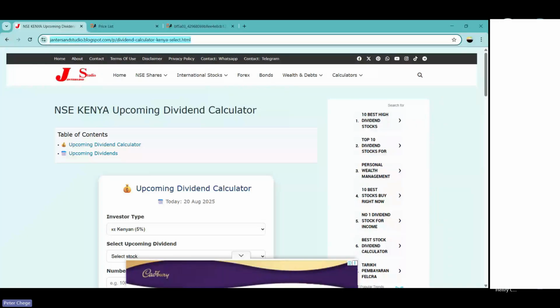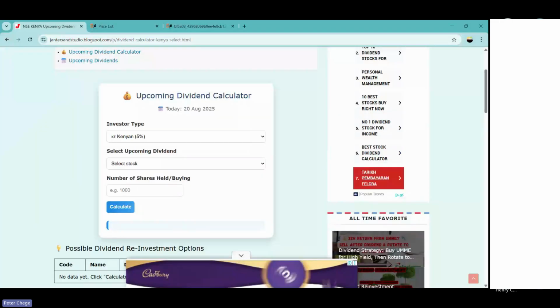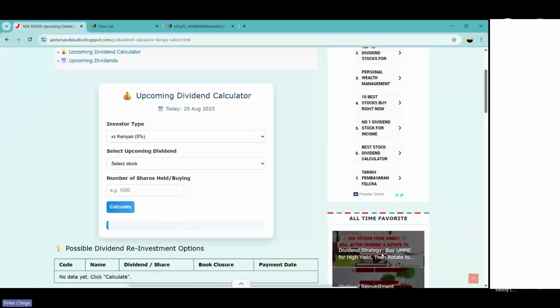If you scroll down, let me again collapse the advertisement, it has the upcoming dividends. The first screen you get allows you to select the type of investor you are. When you opened your account, you selected whether you are RI, RC, FI, FC, EI, or EC. Meaning what? RI is local individual, RC is local company, FI is foreign individual, FC is foreign company, EI is East Africa individual, EC is East Africa company. If you are Kenyan, you opened as RI unless it is a company. If it is a foreigner, either FI or EI.